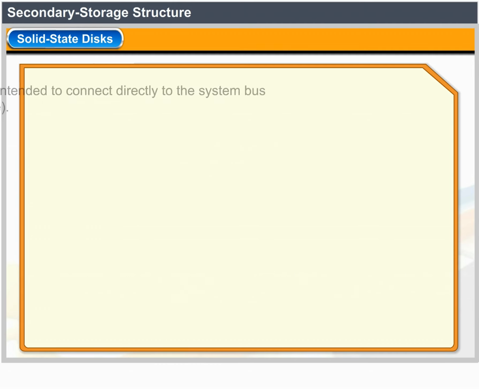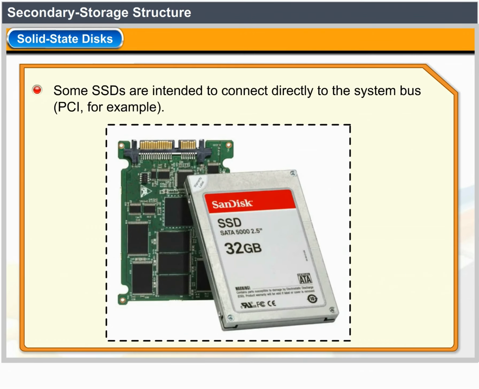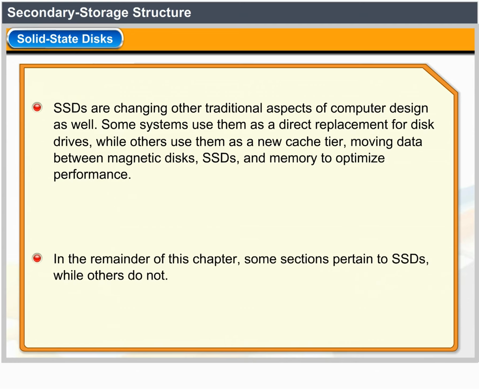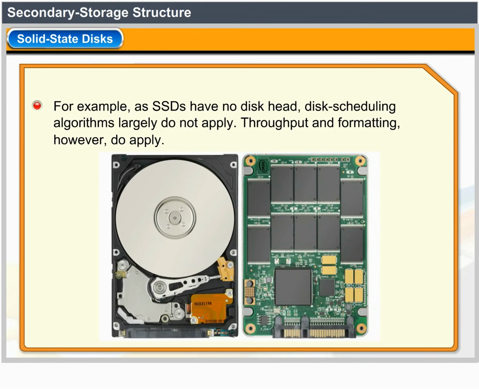SSDs are changing other traditional aspects of computer design as well. Some systems use them as a direct replacement for disk drives, while others use them as a new cache tier, moving data between magnetic disks, SSDs, and memory to optimize performance. In the remainder of this chapter, some sections pertain to SSDs while others do not. For example, because SSDs have no disk head, disk scheduling algorithms largely do not apply. Throughput and formatting, however, do apply.